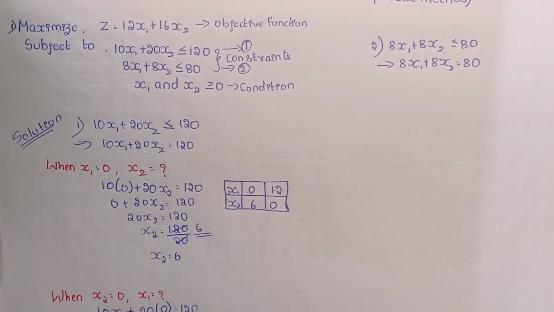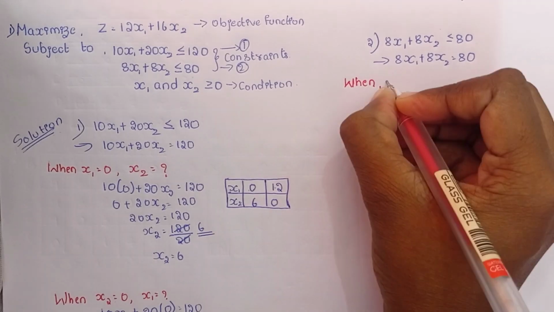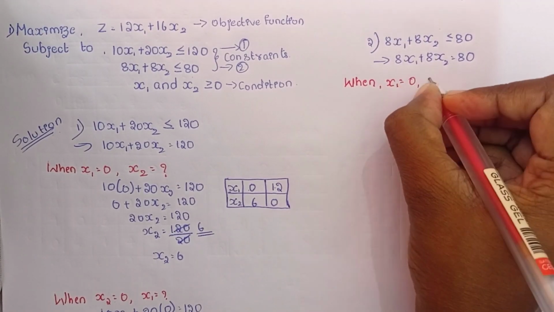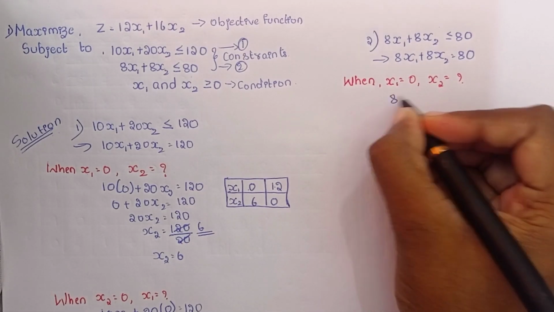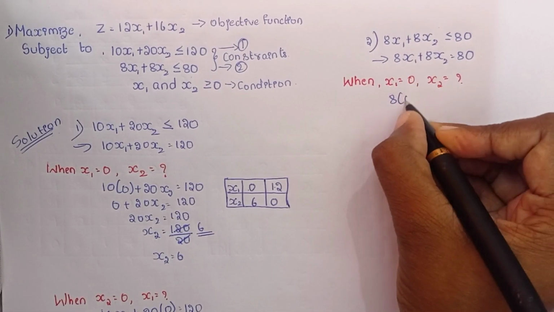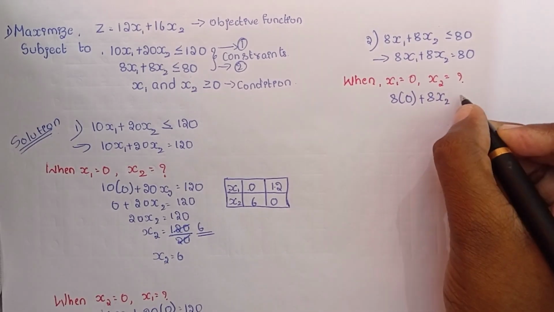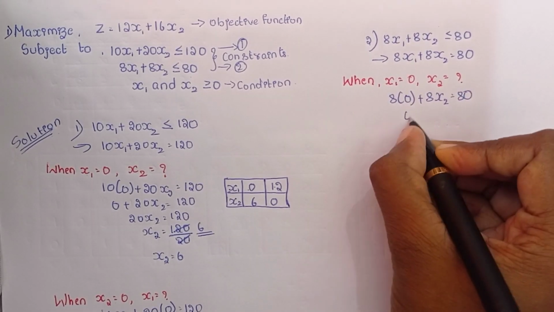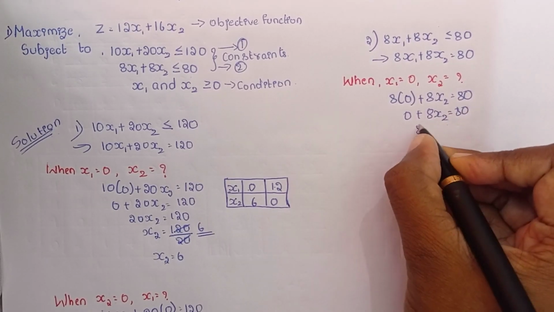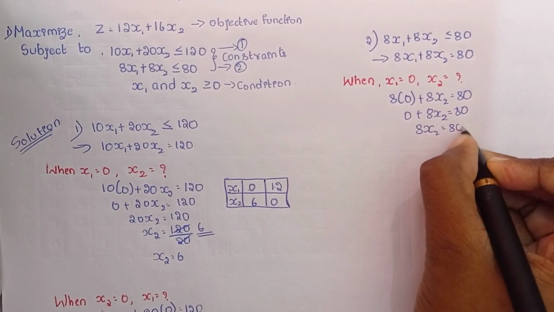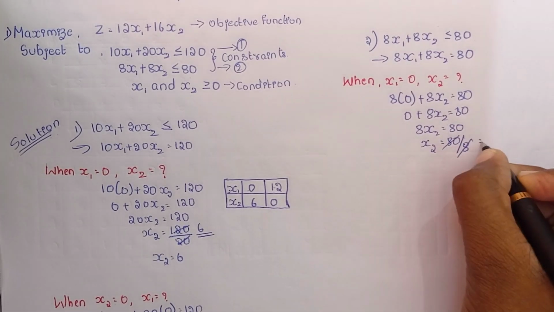Okay, now the same thing I have to do when x1 is 0. What is the x2 value? So 8 into x1 value, which is 0, plus 8 x2, I have to identify x2, so I will write the same: equals 80. 8 zeros are 0 plus 8 x2 is equal to 80. So 8 x2 is equal to 80. x2 is equal to 80 divided by 8, which is equal to 10.